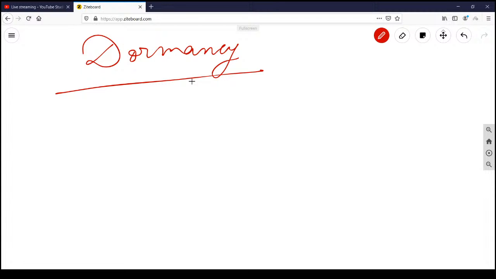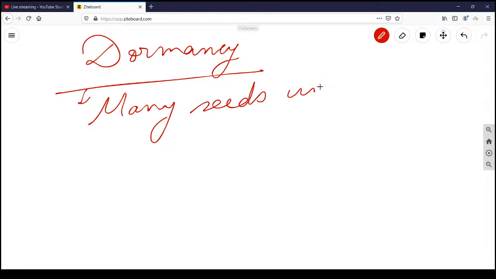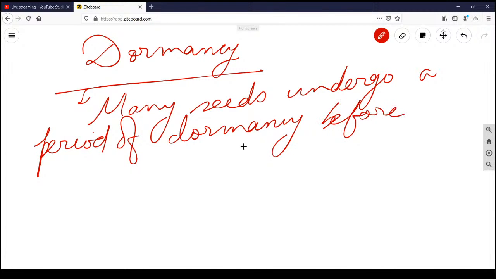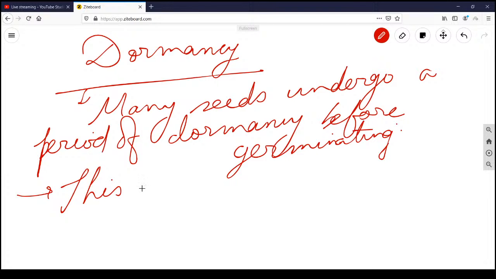So for this reason, many seeds undergo a period of dormancy before germinating. Okay. Now, sometimes a particular set of conditions needs to be satisfied before the seeds can begin the growth again. This period of inactivity is known as dormancy.